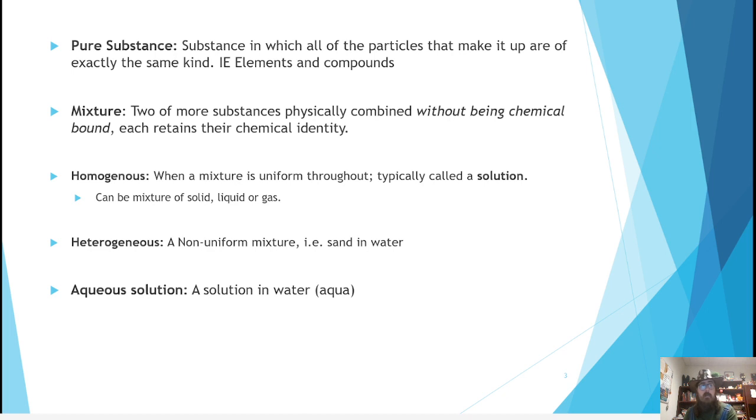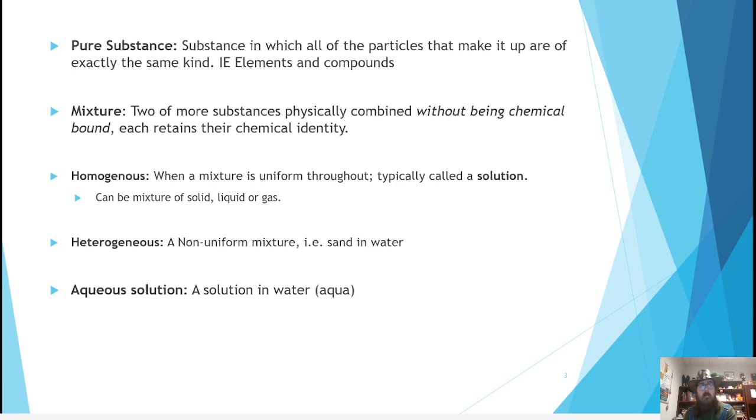When we talk about a mixture, we can talk about two types of mixtures. The main type is homogeneous. Homogeneous means to be uniform throughout. Homo meaning same. So, same mixture. The idea here is that when you have a homogeneous mixture, the first spoonful is going to be the same as the last spoonful.